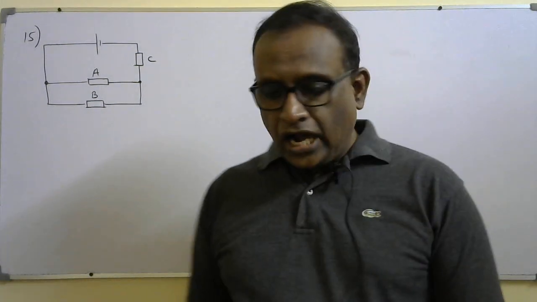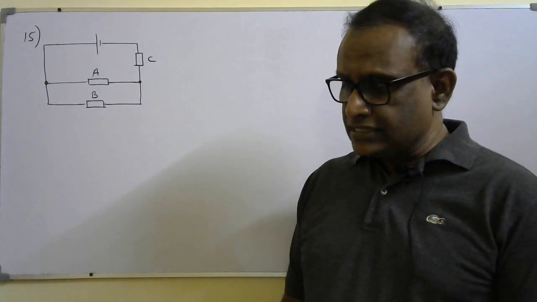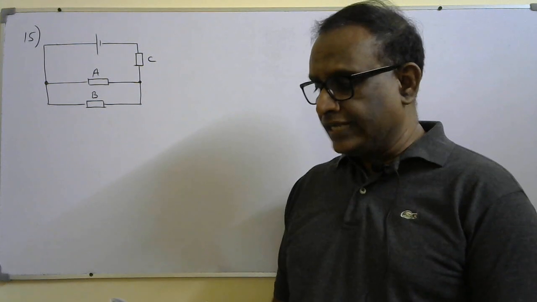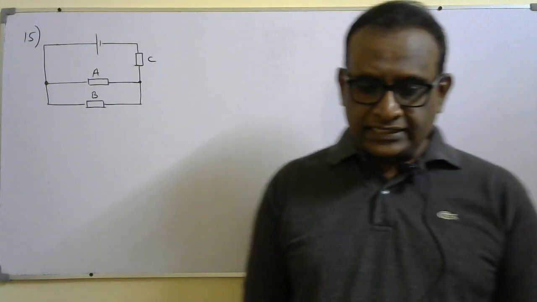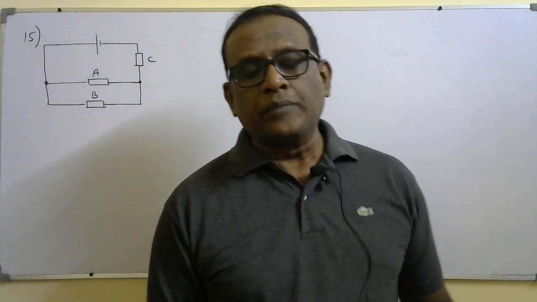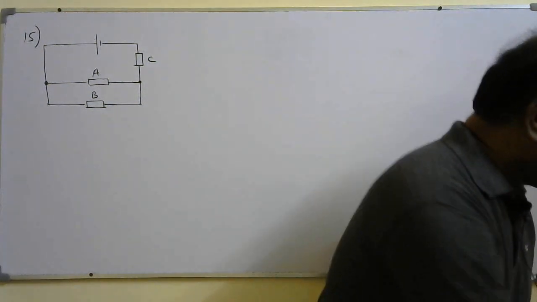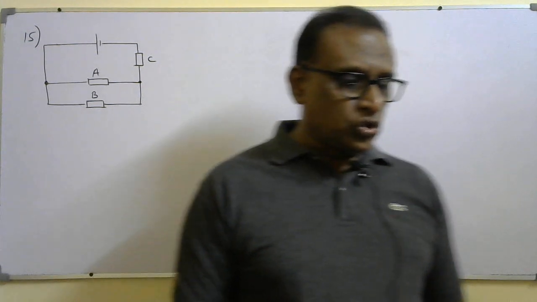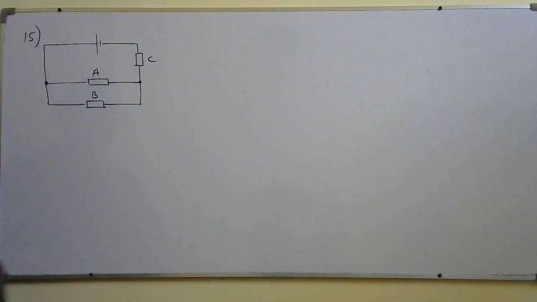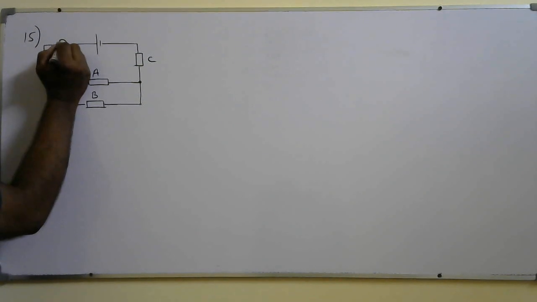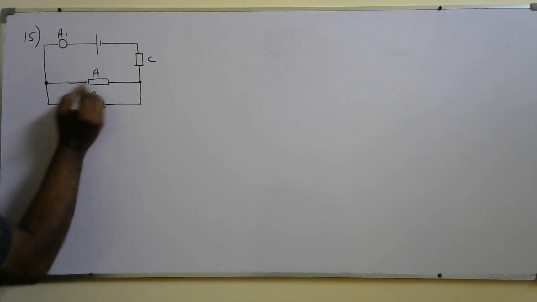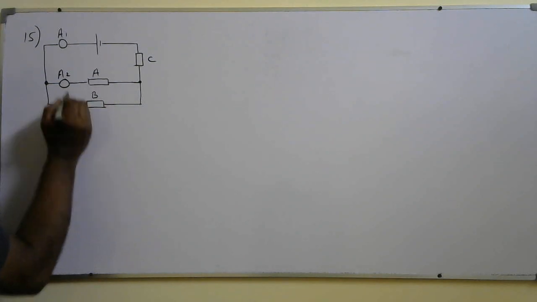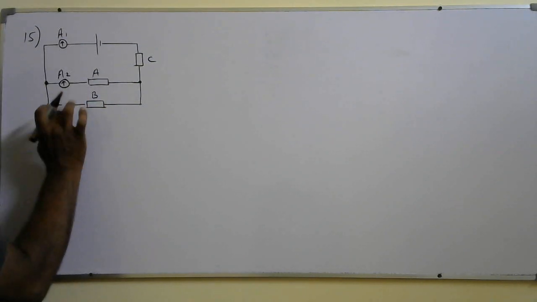Okay, so we can talk about the current flow. We can say 3 ammeters are connected, or we can say the current flows through the resistors, we can put 3 ammeters here. You can put an ammeter here if you want, and here the ammeter A2, here another third ammeter, A3.